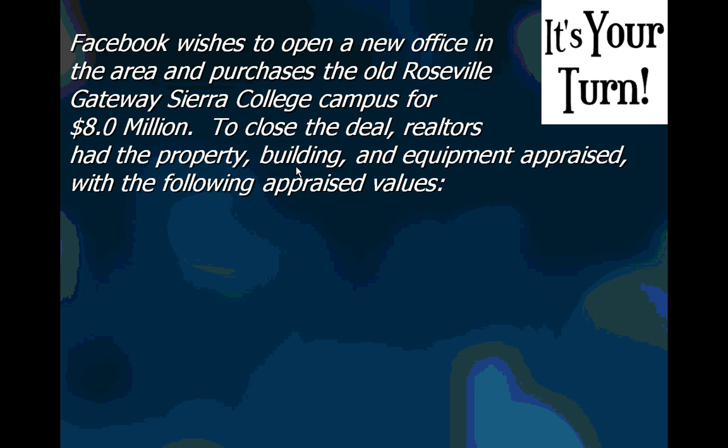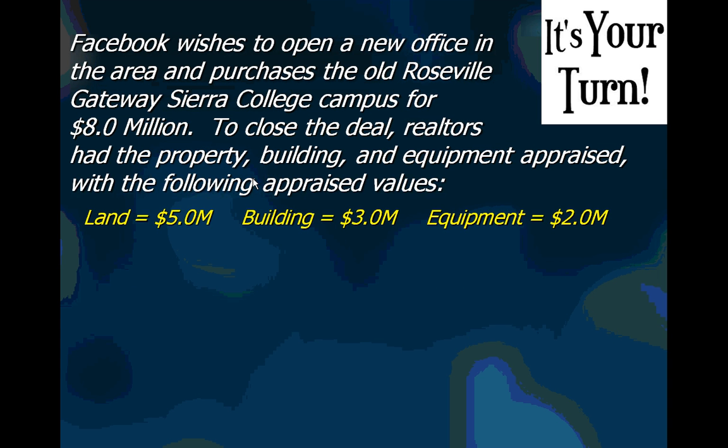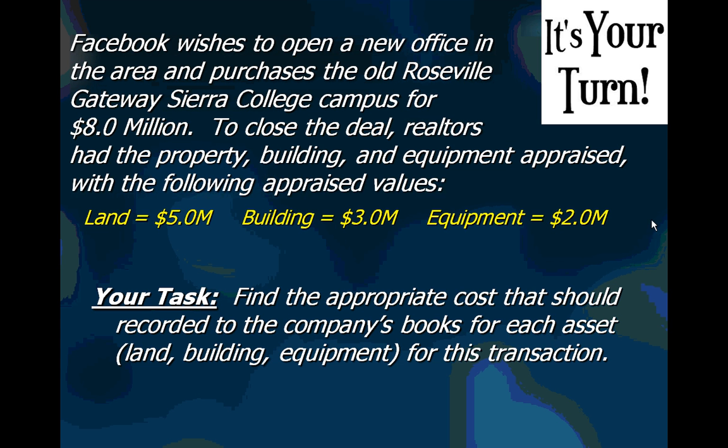Okay, it's your turn now. Let's suppose Facebook wants to buy an office, and they buy the old Roseville Gateway campus. $8 million is the price. To close the deal, they had everything appraised, and here's the appraisal values. 5 mil, 3 mil, 2 mil, nice easy numbers. Your job, find the appropriate cost that should be recorded in the company's books for each asset for this transaction.